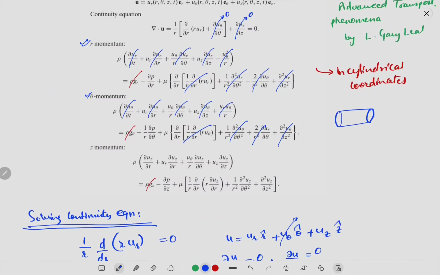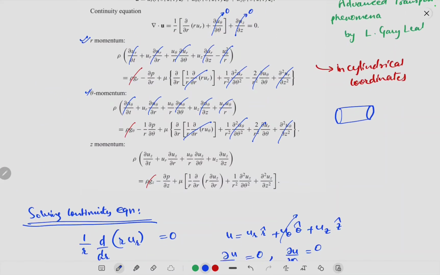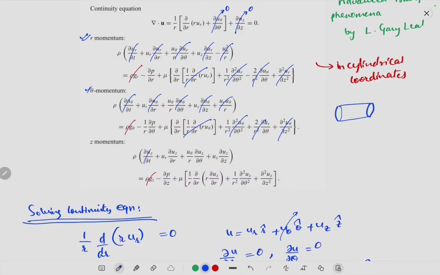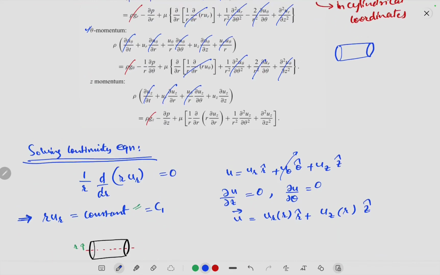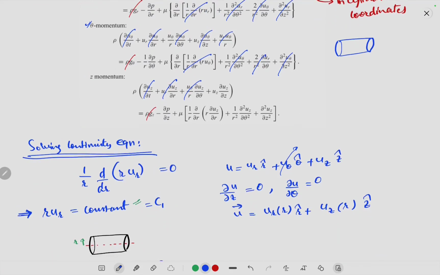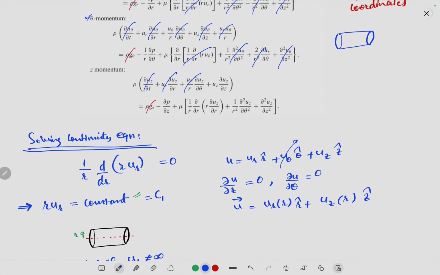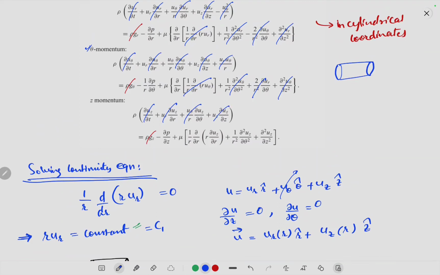Let's see what terms vanish in the z momentum equation. So since it's a steady flow, this will be 0. Then u_r is 0, so this will be 0. u_theta is 0, so this will be 0. u_z is just a function of r, so then this will be 0.